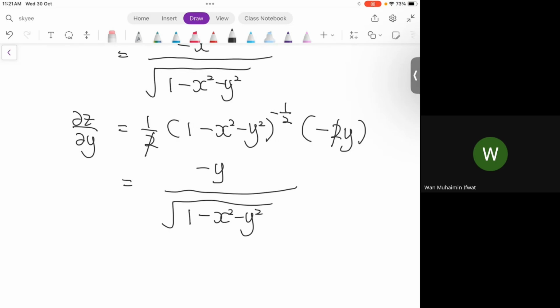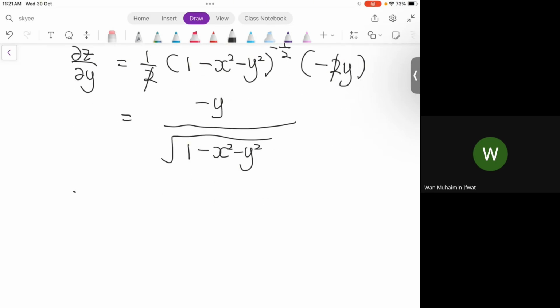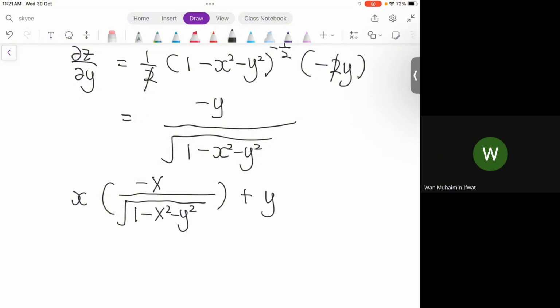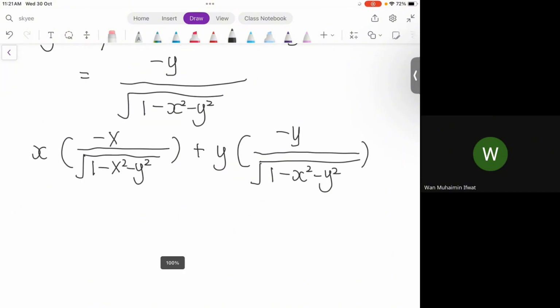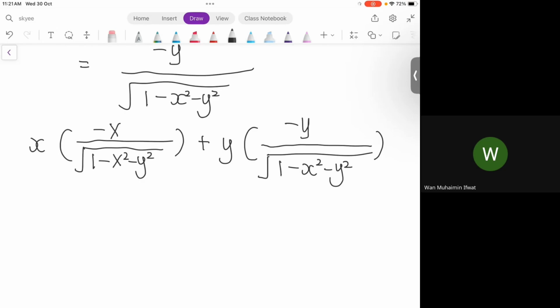Now you try to put them accordingly to what the question wants you to do. So x multiplied with the del z del x will be negative x over 1 minus x squared minus y squared. Just put them together, and plus y multiplied with the del z del y. So it will be equal to this, 1 minus x squared minus y squared. Okay, so now try to prove that it is equal to z minus 1 over z.